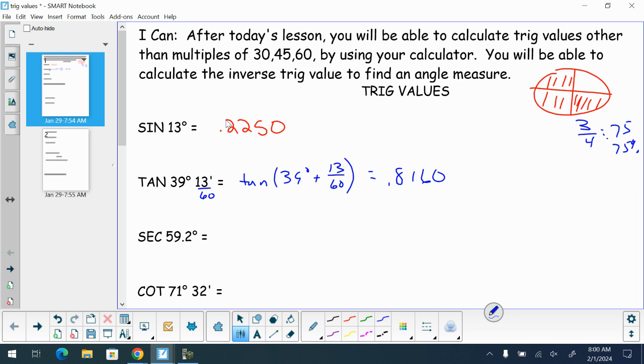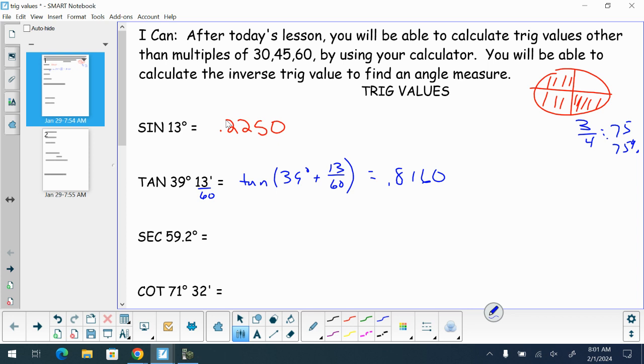Well, what happens if I have the secant of 59.2 degrees? On your calculator, you have a sine button, a cosine button, and a tangent button. If you sit there and try to find the secant, cosecant, and cotangent, you would eventually find it somewhere in a catalog. But to me, that's more work than you need to do.